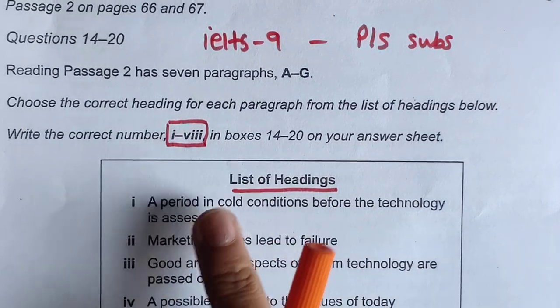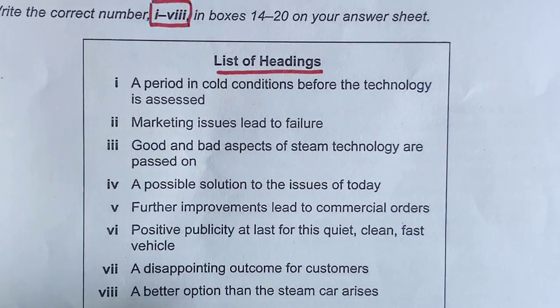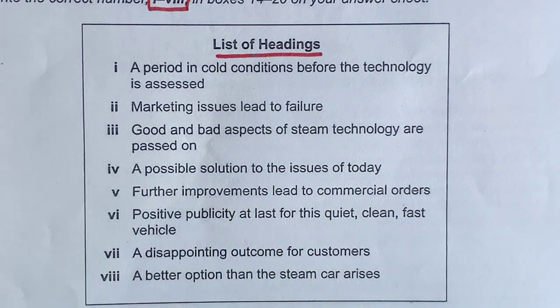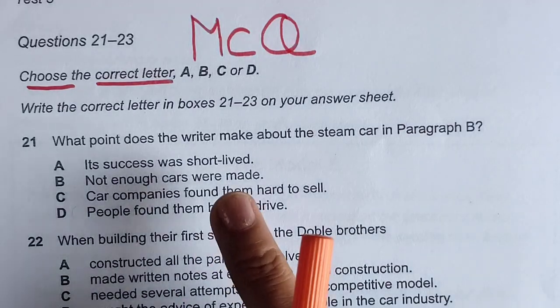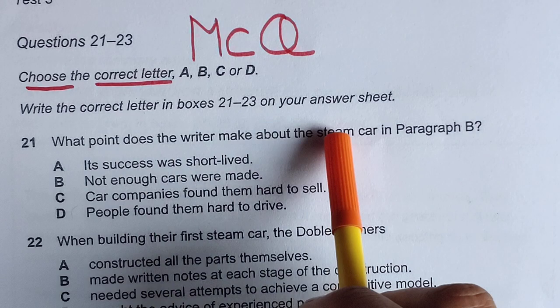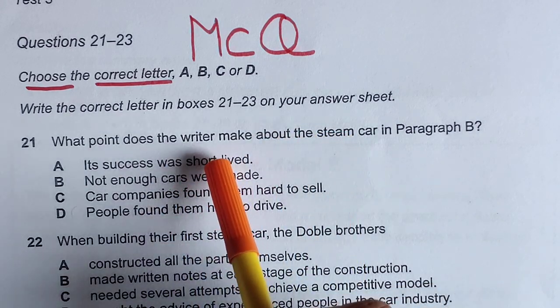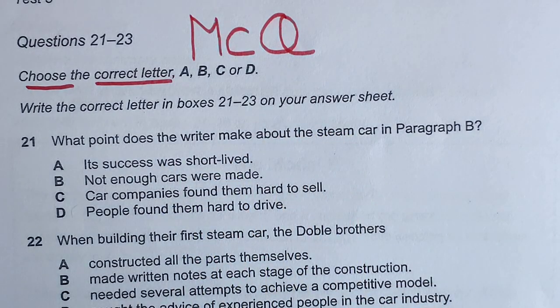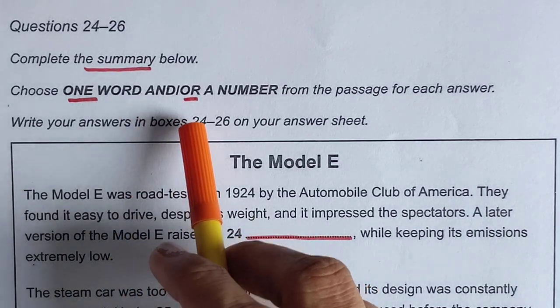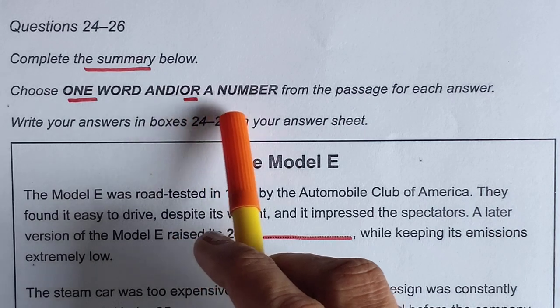The main feature of this video is list of headings. I will explain how to do list of headings, and another type of question we have. The second type of question is multiple choice question. You are given one statement and four options, and you have to select only one. The third type of question is complete the summary with one word and or a number.